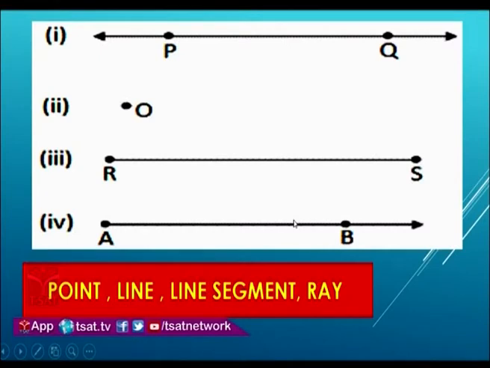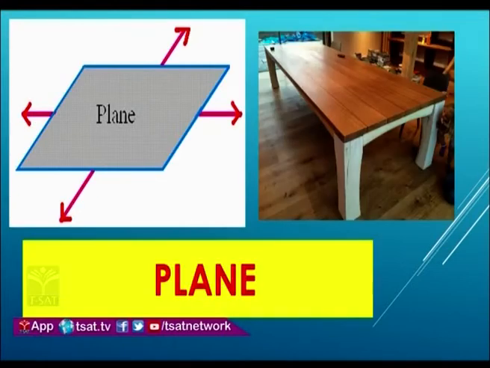Take the next one, the fourth one. The fourth one is also a part of a line having one end point and which extends indefinitely in the other direction; it is called a ray. Now let me explain for you real life where we will use these things. Next one, plane.